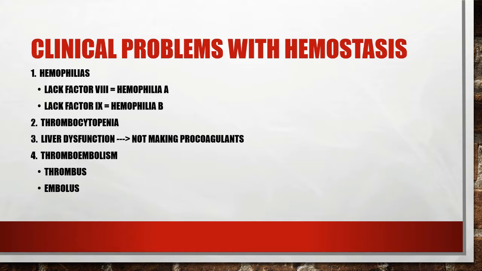Clinical problems of hemostasis. The first one is hemophilia. This is basically mostly found in males, and you have hemophilia A and hemophilia B. The second one is thrombocytopenia. This is the low count of platelets in the blood. Then the third one is liver dysfunction, not making enough procoagulants. When you don't make enough procoagulants, you don't have enough thrombin, and you can't clot blood. The fourth is thromboembolism, and that's a clot in blood vessels.